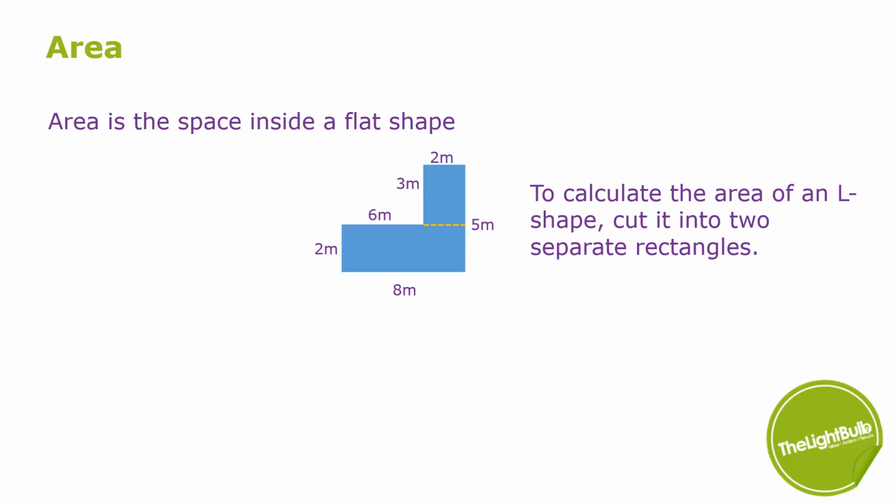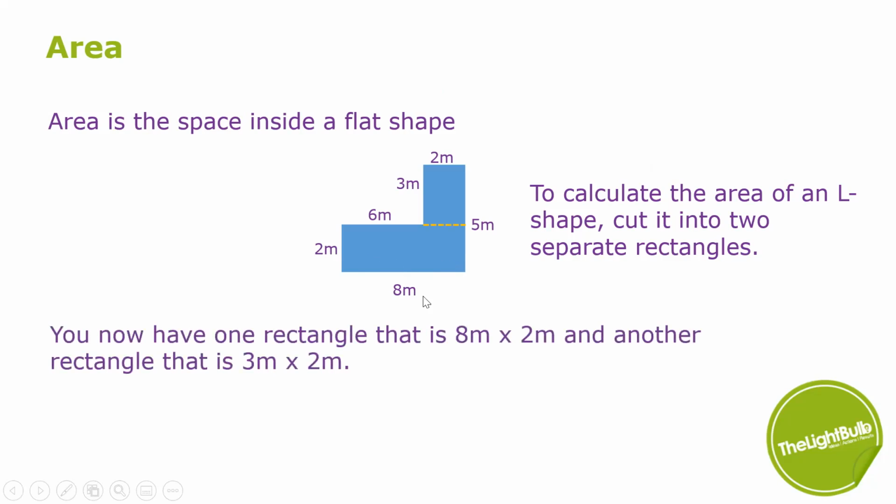So what I've done now here with the orange line is I've cut the L shape into two. The bottom rectangle is now an 8 meters by 2 meters rectangle. It's 8 meters long, it's 2 meters high. And if I work out the area of this, that's going to give me the bottom half of the L shape.